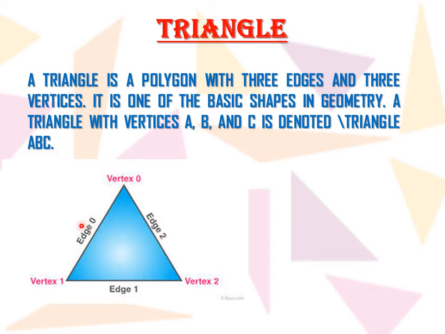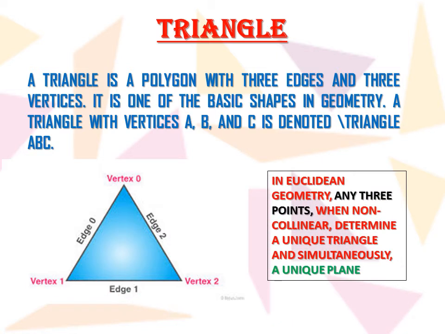In a triangle, which is the basic structure in geometry, there will be three edges, that means three line segments, and the three edges will meet each other at three different points: vertex 0, vertex 1, vertex 2. And because of these vertices, we will have three different angles: one angle here, one angle here, and one angle here.